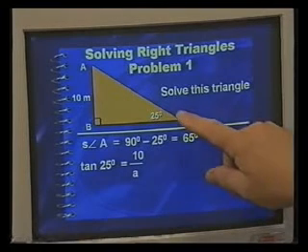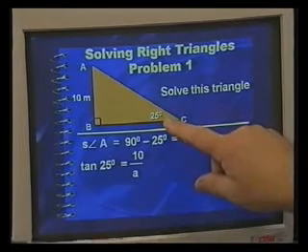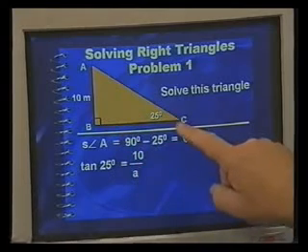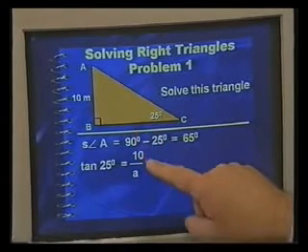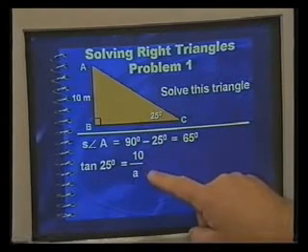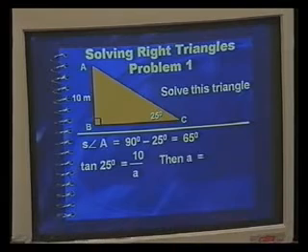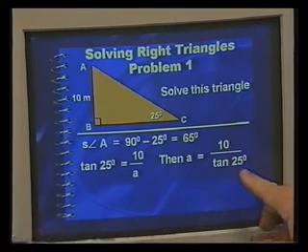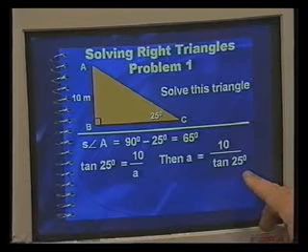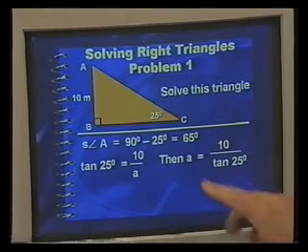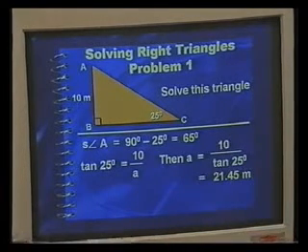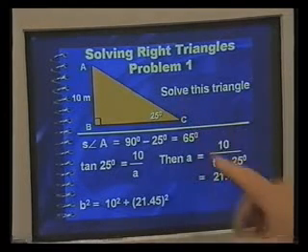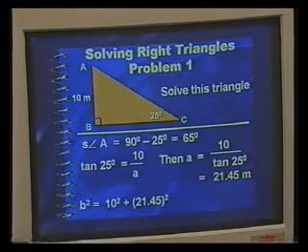Then we have a look at the tangent ratio, because the tangent ratio is the opposite over the adjacent. If I call the adjacent A, I get tangent 25 equals 10 over A, and that can give me A equals 10 over the tangent of 25 by simple solution to an equation. In the calculator, 21.45.